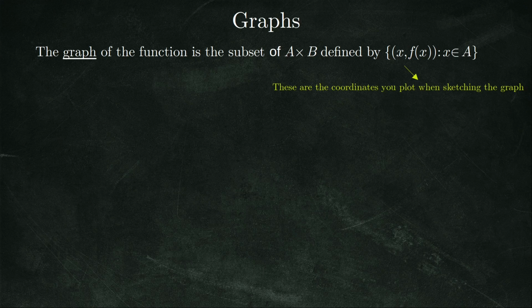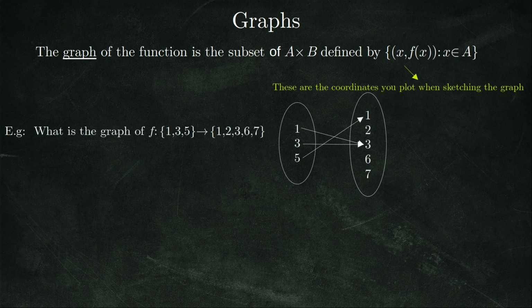So let's look at an example. So what is the graph of this function? So we see 1 gets mapped to 3, 3 gets mapped to 3, and 5 gets mapped to 1. So our coordinates would be (1, 3), (3, 3), and (5, 1).